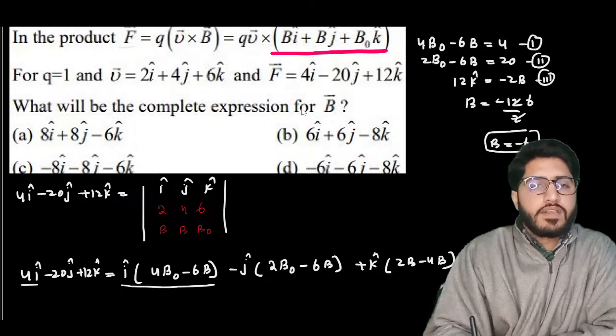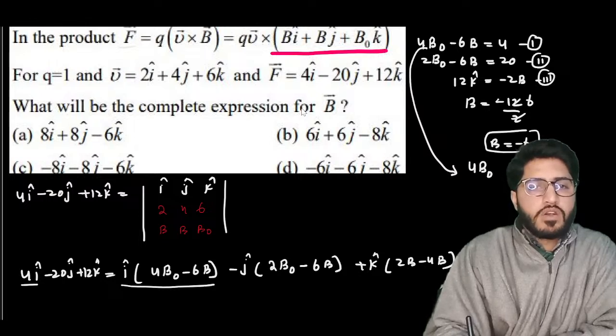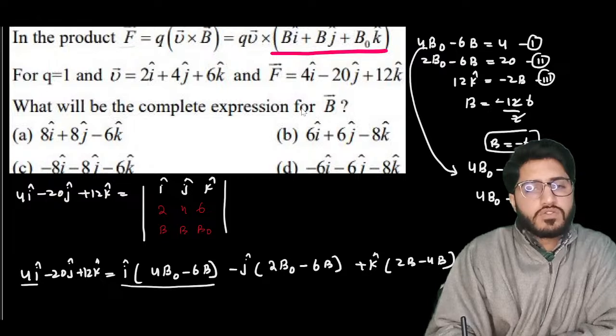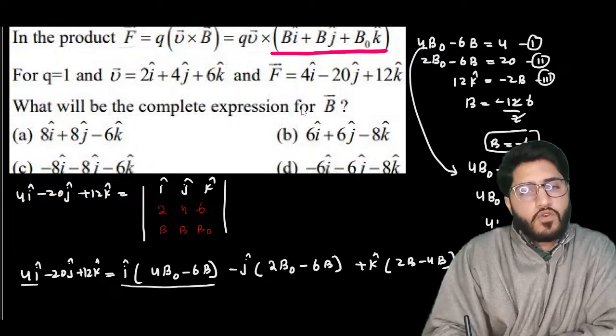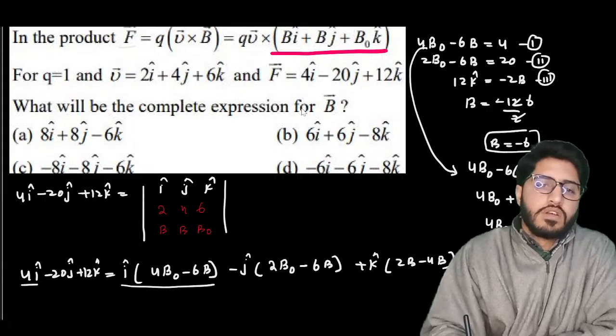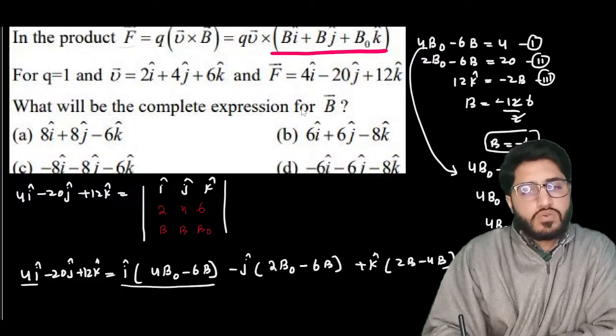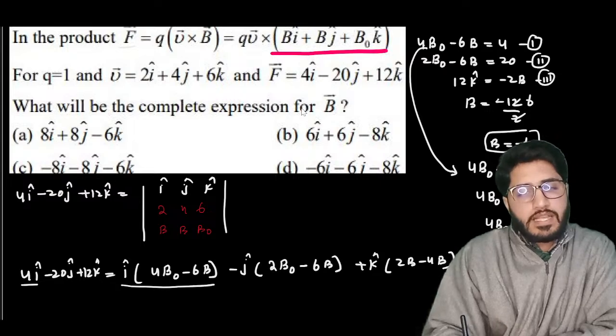If B is minus 6, I can take any one equation now. 4B naught minus 6 times minus 6 equals 4. It is 4B naught plus 36 equals 4. I can write 4B naught equals 4 minus 36. So 4B naught, I will get here, is minus 32. So B naught equals minus 32 by 4. I guess it is minus 8.